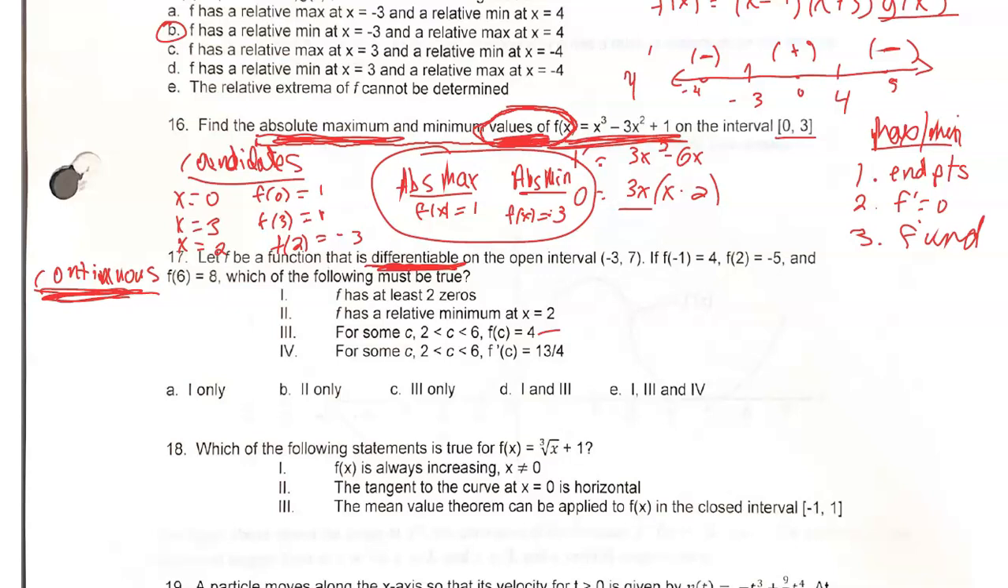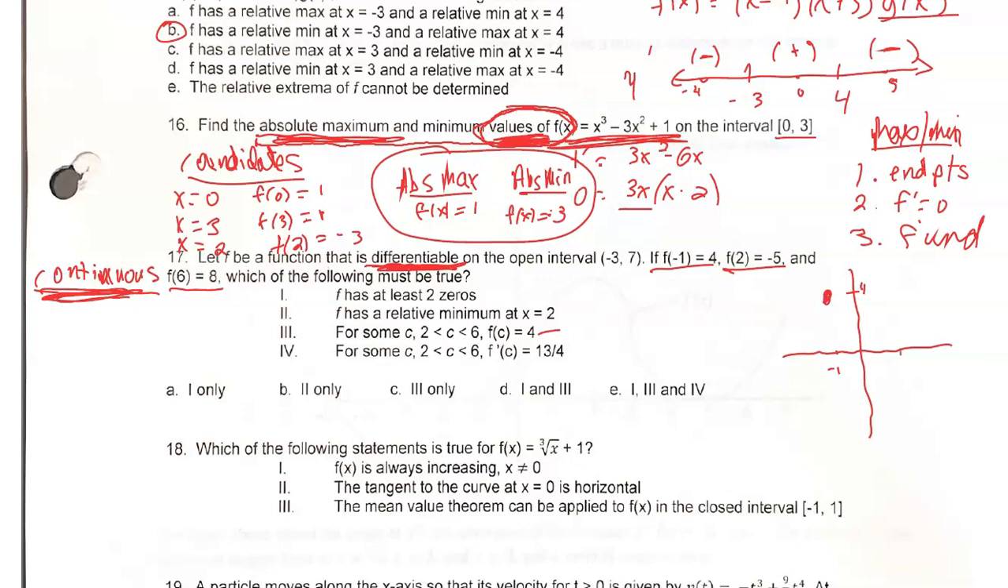They're giving you a couple of values. F of -1 is 4. F of 2 is -5. F of 6 is 8. So I'm going to approach this initially graphically. So let me draw this graph in. What you're told is -1, 4 lies on our graph.